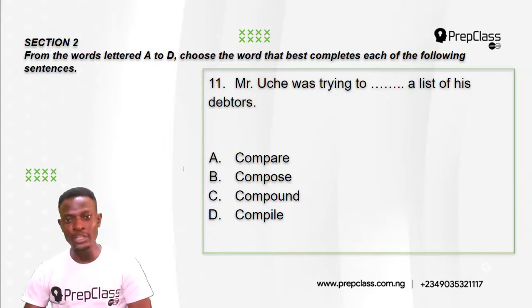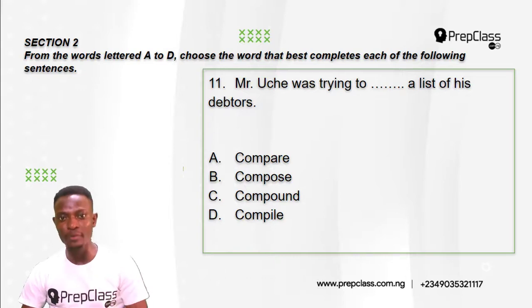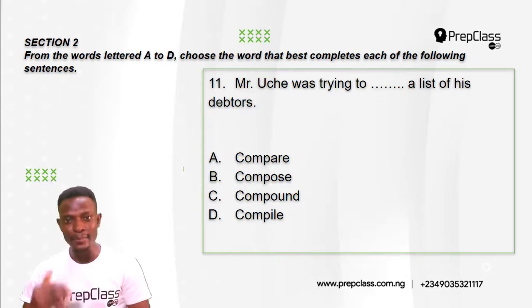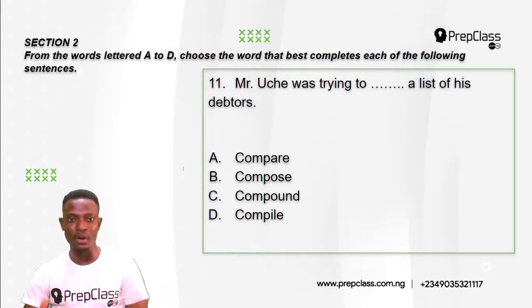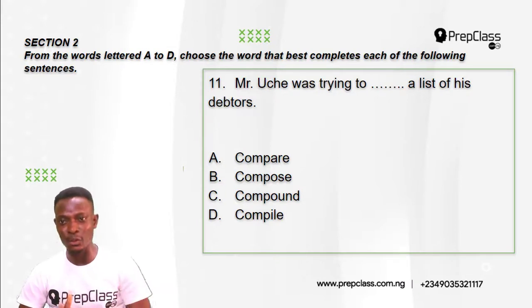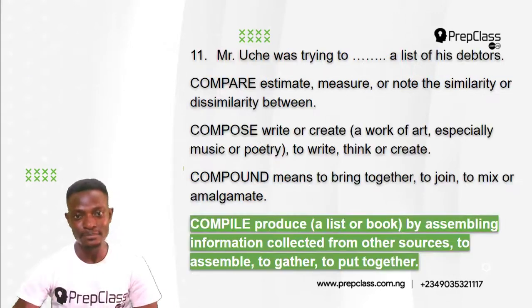A. Mr. Uche was trying to compare a list of his debtors. B. Mr. Uche was trying to compose a list of his debtors. C. Mr. Uche was trying to compound a list of his debtors. D. Mr. Uche was trying to compile a list of his debtors. So, which of these options is the best to complete this sentence?